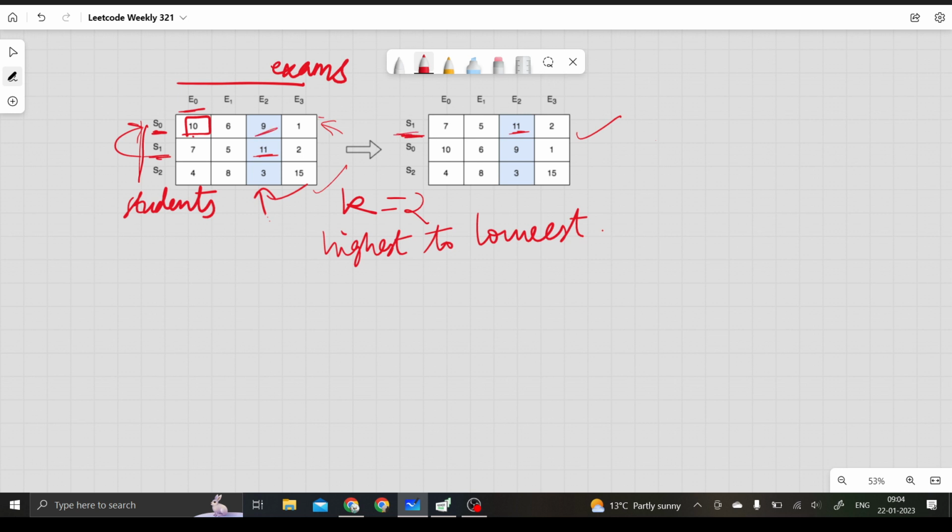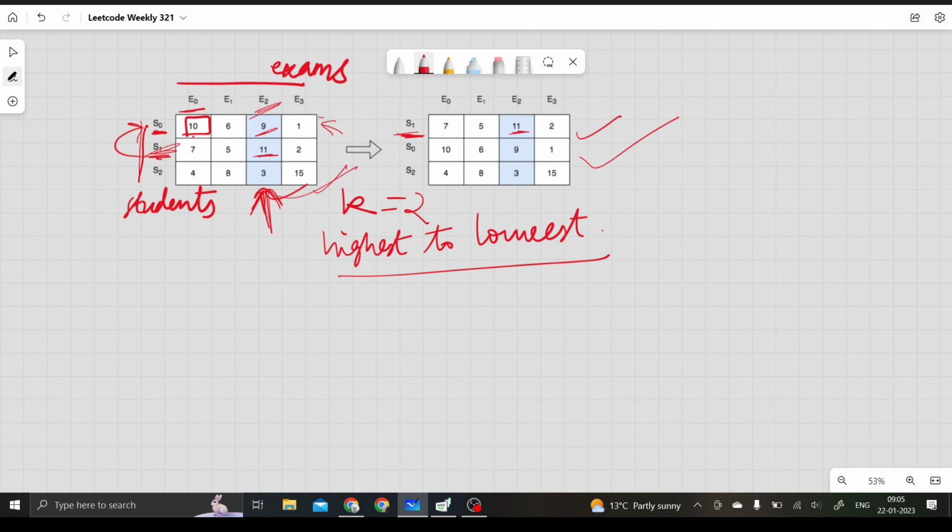Then we have 9, so S0 should come after S1, because S1 has scored 11 marks in the E2 exam. We only have to target this column, and according to this column we have to sort all the students from highest to lowest. I hope the question is clear.